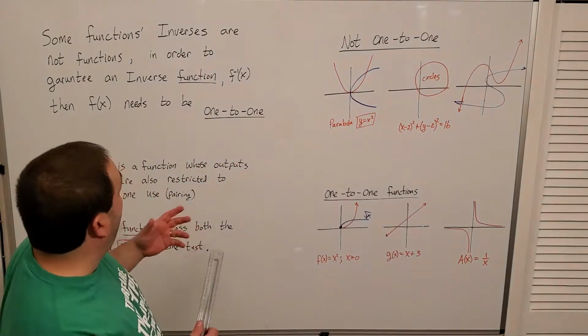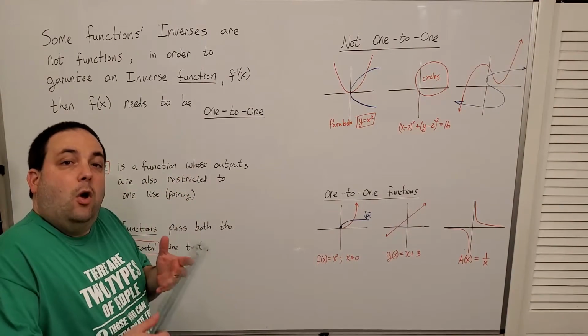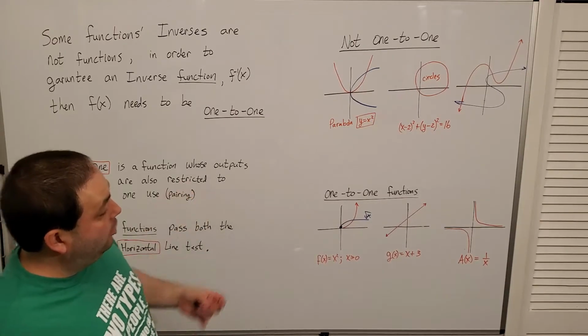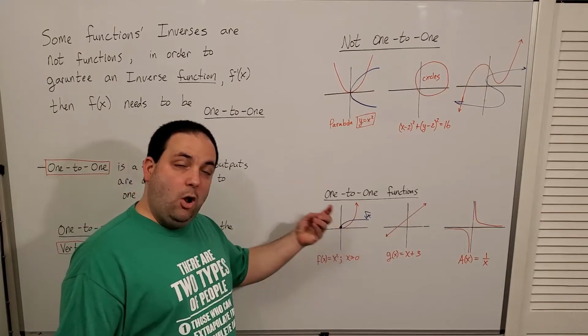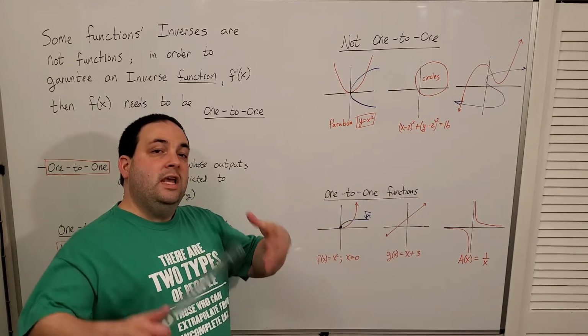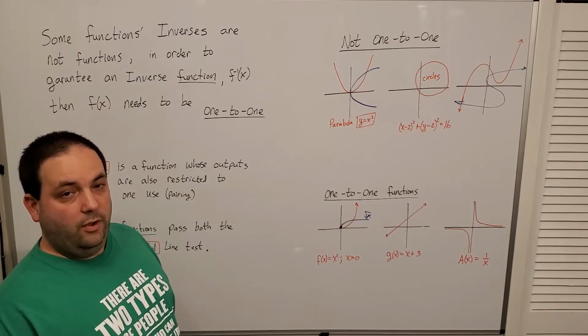So you need to know what a one-to-one function is. It's something that has the restriction that the y values can also only be used once. And it is a graph that passes the horizontal line test. Okay? And if you have one of those, it guarantees that your inverse will also be a function.